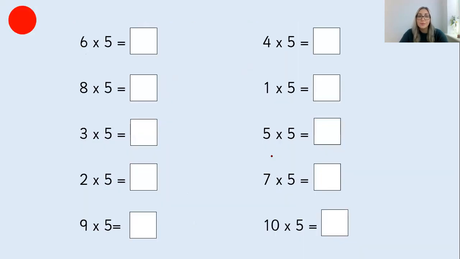Okay. And then the red challenge is you are going to have a go at doing these number sentences. Okay. So 6 times 5 equals is the first one. Remembering that's 6 lots of 5. Okay. So 6 lots of 5. You could use your 100 square if you want to help you. You can use your head, counting up in 5s, 5, 10, 15, 20, 25, 30.